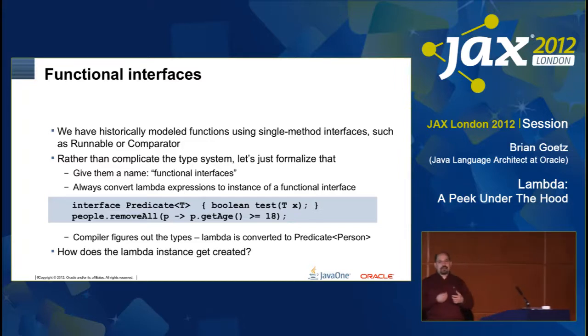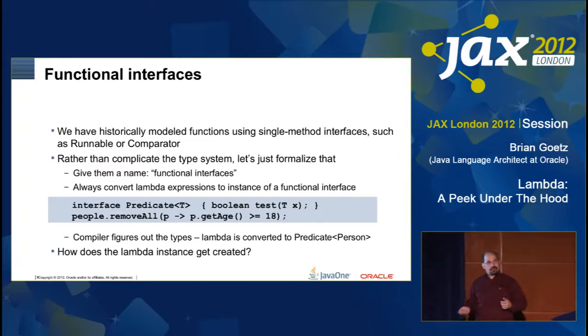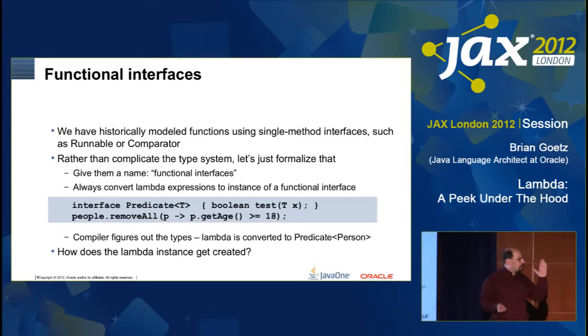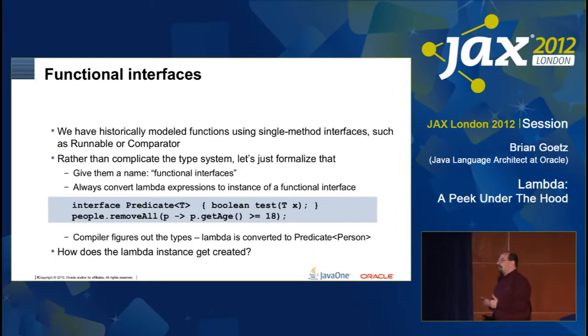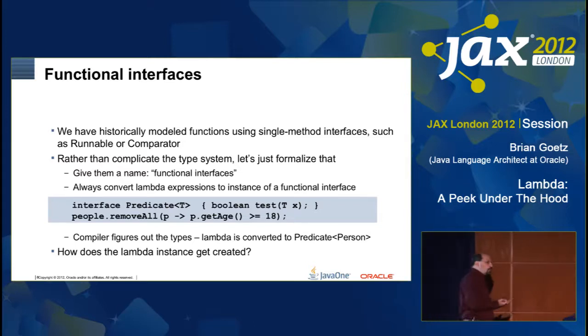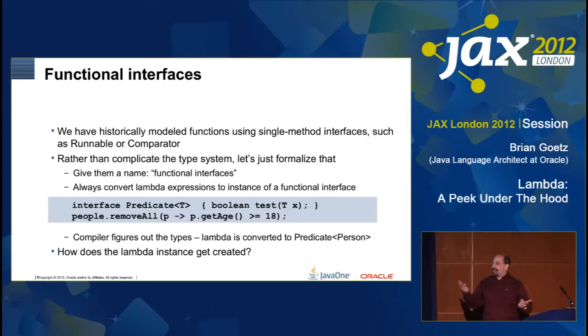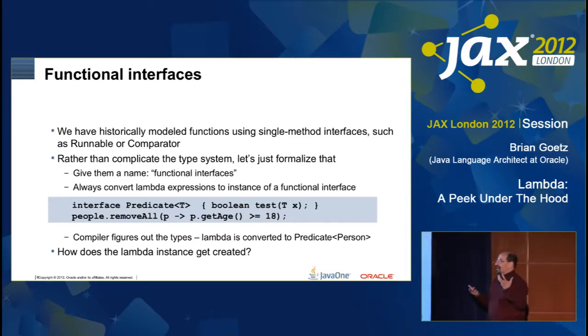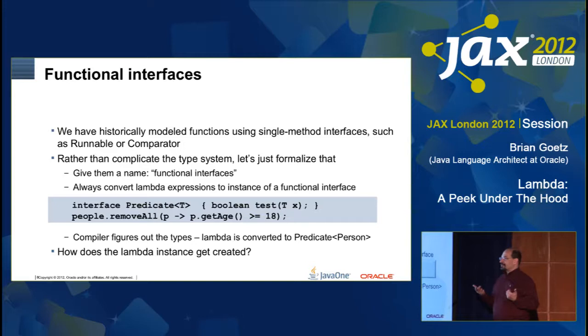For a while, we were calling them SAM types, where SAM stood for single abstract method. Sometimes you'll see that acronym. We're giving them a slightly more geeky name, functional interfaces, but it basically means interface with one abstract method. And then we adopt the rule in the compiler that says you can only use a lambda expression in a place where a functional interface type is expected. And that turns out to be not a significant restriction at all.